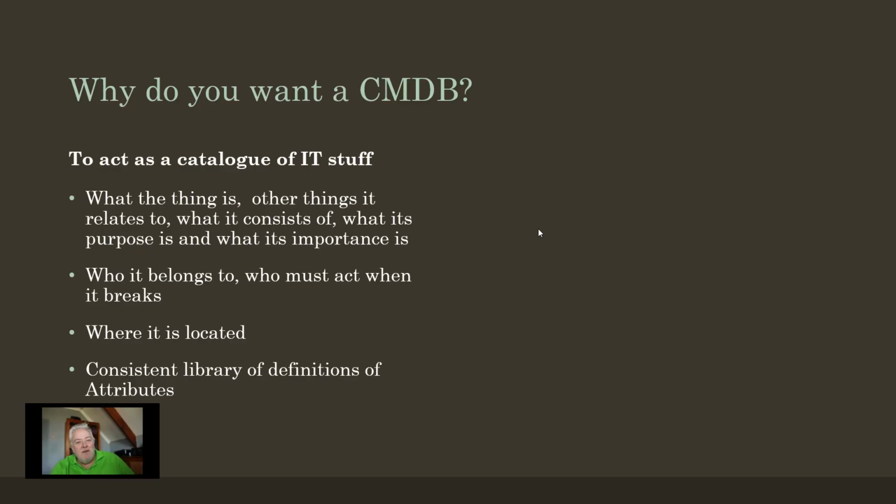This is an important aspect, and that is to create a template which provides a consistent library for the definitions of the attributes of these things. In the old days, we used to do what we called site files. What site files were is that for every system that we had, we had a file, and that file had all kinds of information about the system.